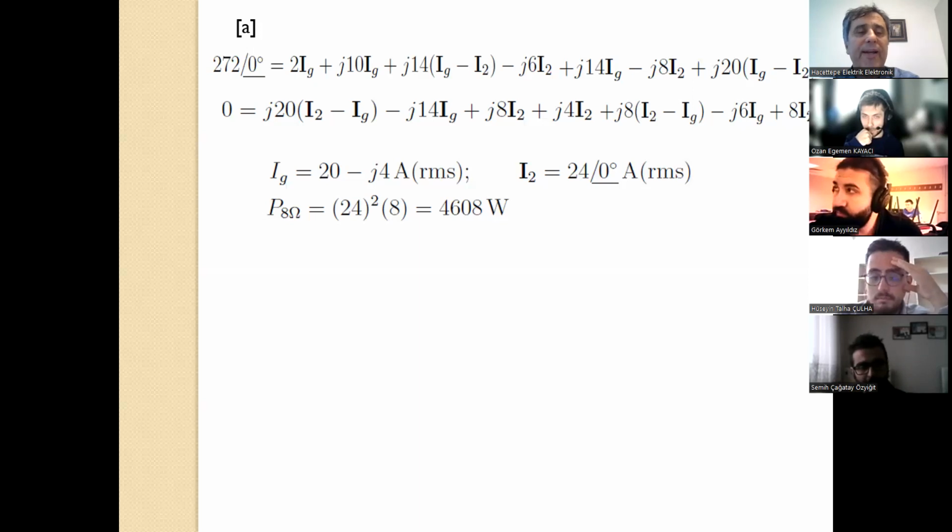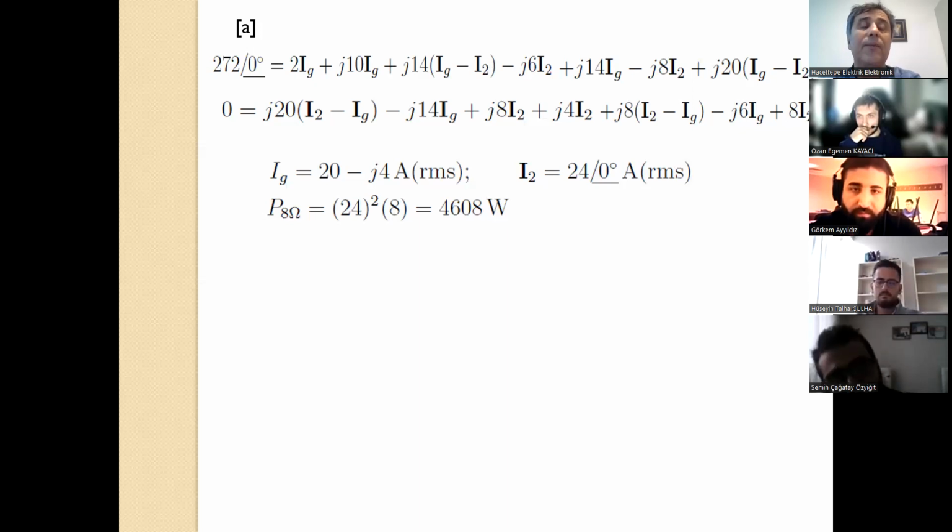Okay, the 8 ohm is easy because the magnitude of I2 is 24. We are gonna get the square of that, 24 squared times 8, which is 4,608 watts. Is there any 1 over 2? No. Okay. So it is dissipating the power as usual for the resistance.